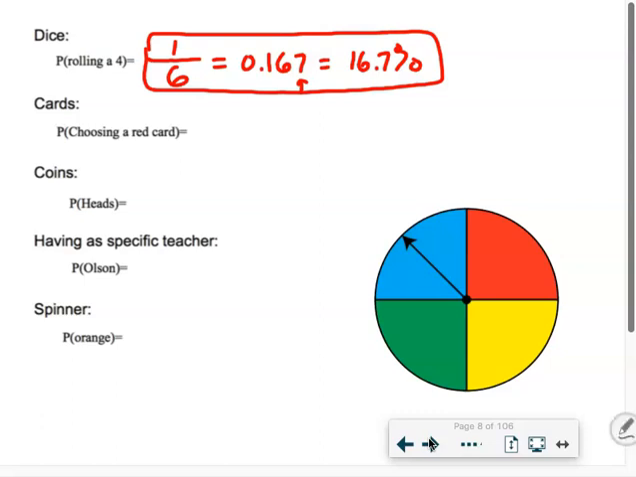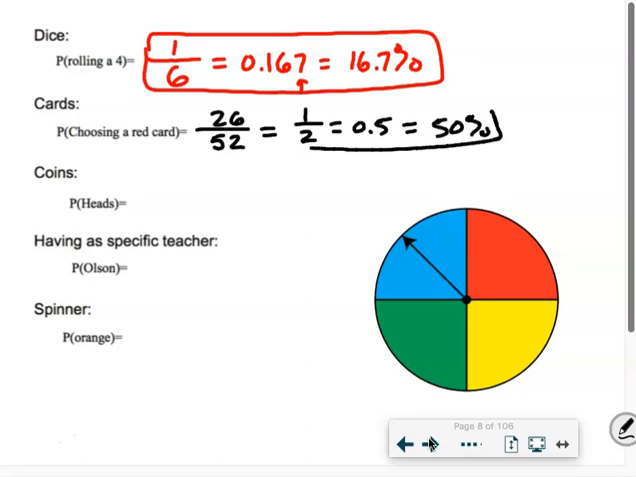Cards, choosing a red card. Remember that there are 52 cards in the deck. Half of those are red. So half of the 52 cards are red. That would be 26 out of 52. We can't leave 26 out of 52 as our answer because it's not simplified. So I would not accept that answer. You could simplify that fraction all the way, and it's actually 1/2. Or you could write 0.5, or you could write 50% or 50.0%.